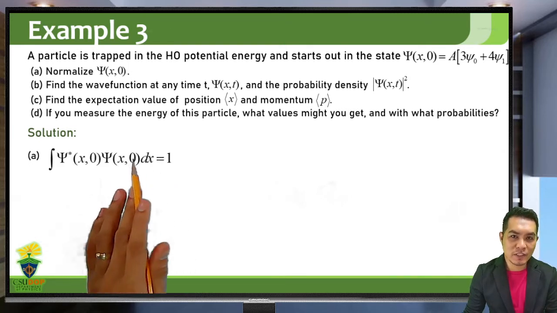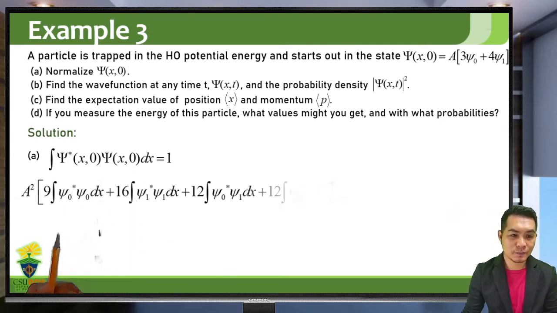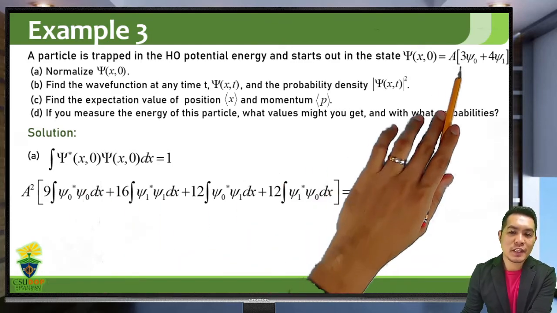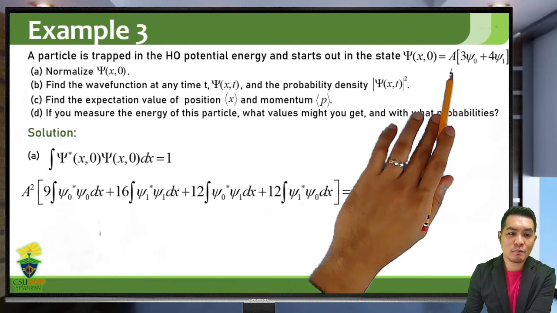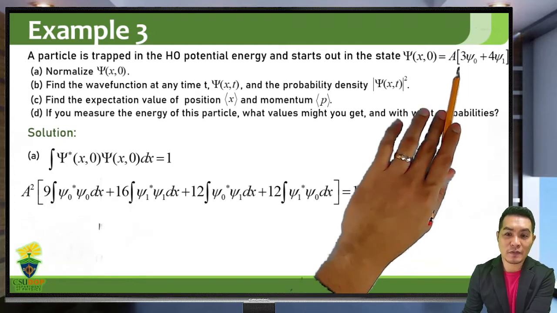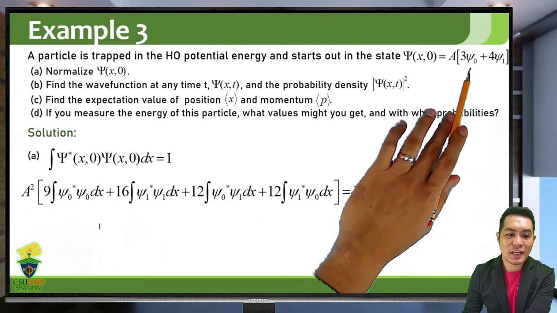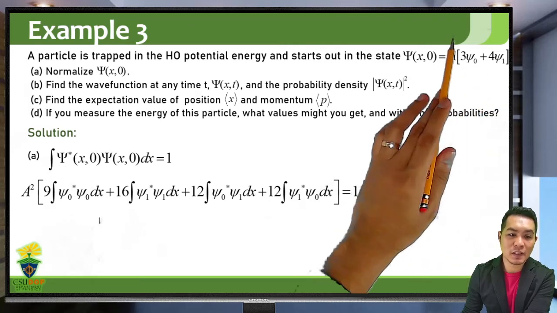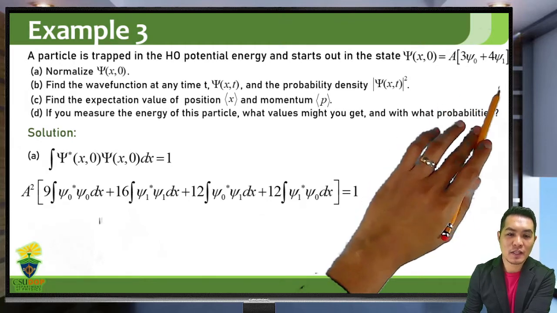So the wave function remains normalized at all future times. Okay, so we get the conjugate of this. Since these are all real, the conjugate is just itself, and then multiply it with itself. So basically the square of this. So what's the square of this? You have 9 psi naught squared, you have 16 psi 1 squared, and then the middle terms: you have 12 psi naught psi 1, and then 12 psi 1 psi naught.